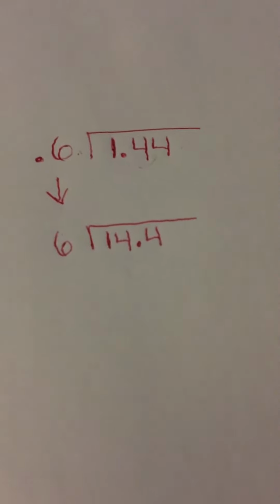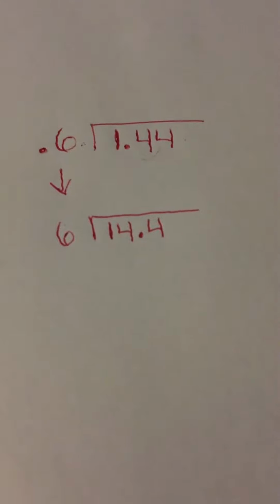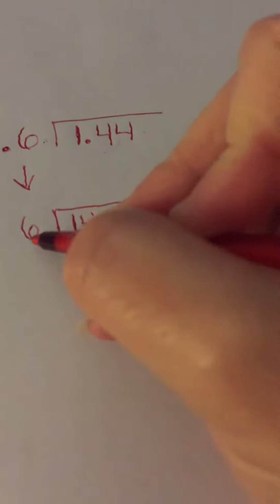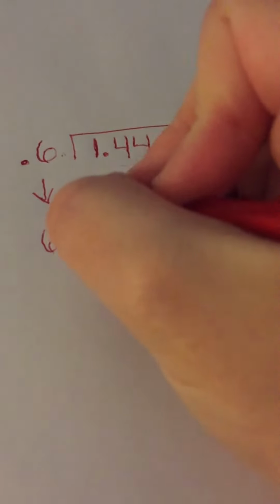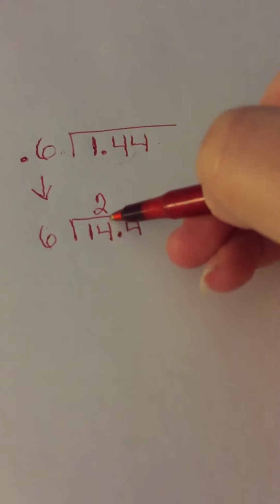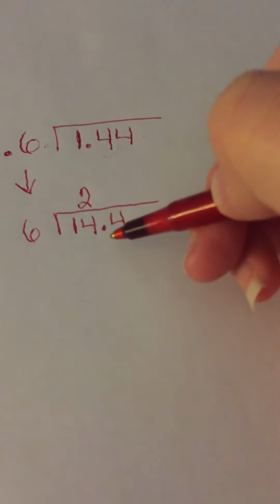Now the final step is to follow your long division process with the numbers that you've created. So I'm going to divide 6 into 14. 6 can go into 14 2 times. It's important to place the 2 above the 4 because the 14 was the number we were dividing into.